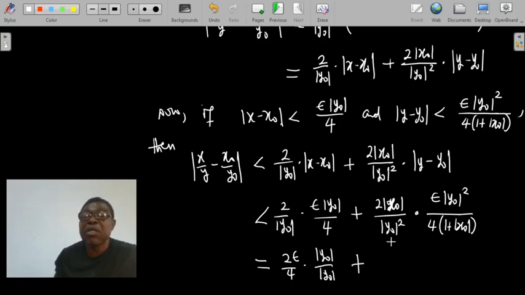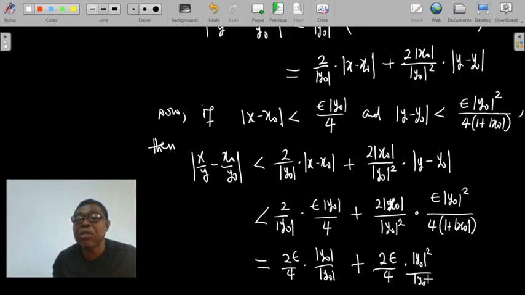Then plus this place I have 2 epsilon over 4, then times absolute value of y naught, absolute value of y naught squared, all over absolute value of y naught squared, then times absolute value of x naught, all over 1 plus absolute value of x naught.